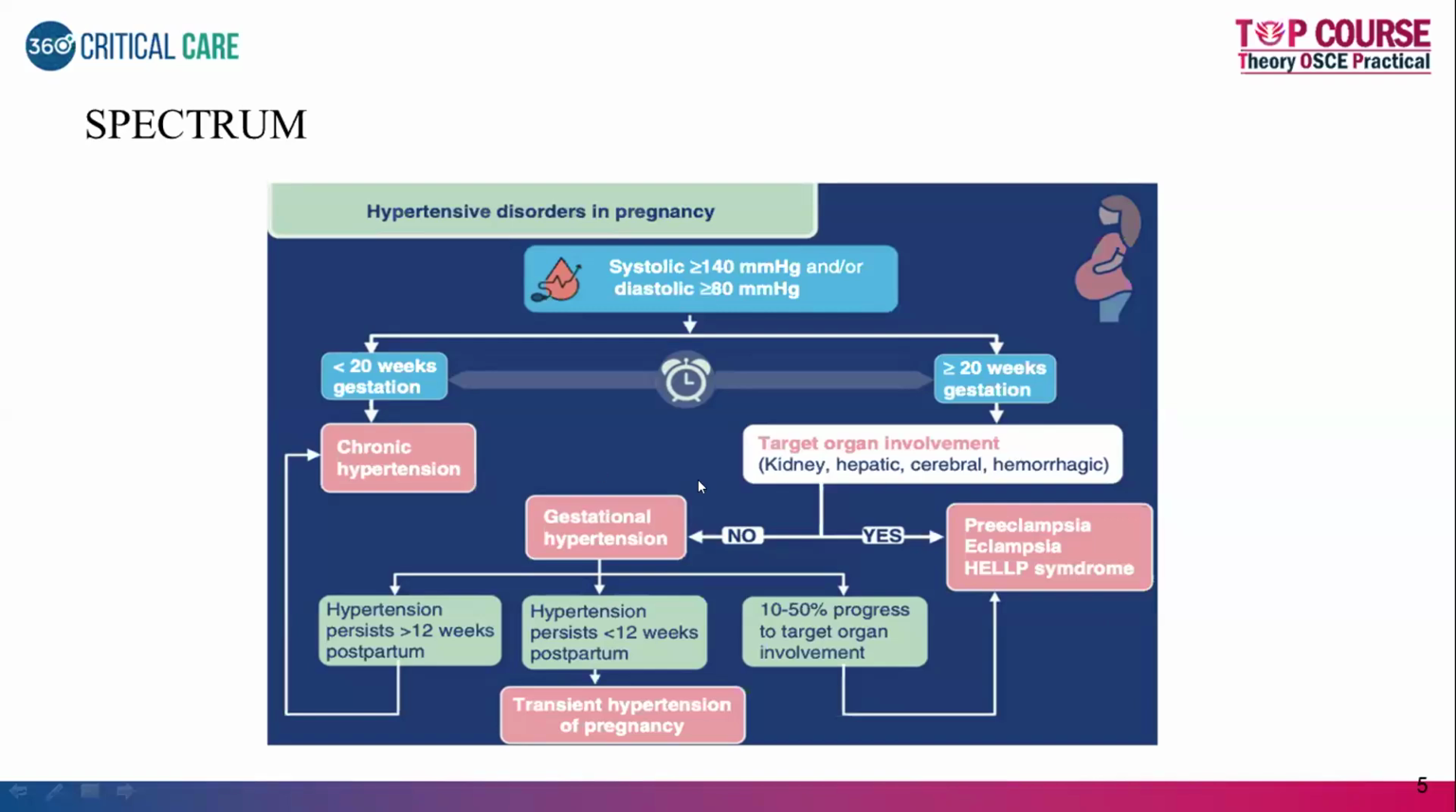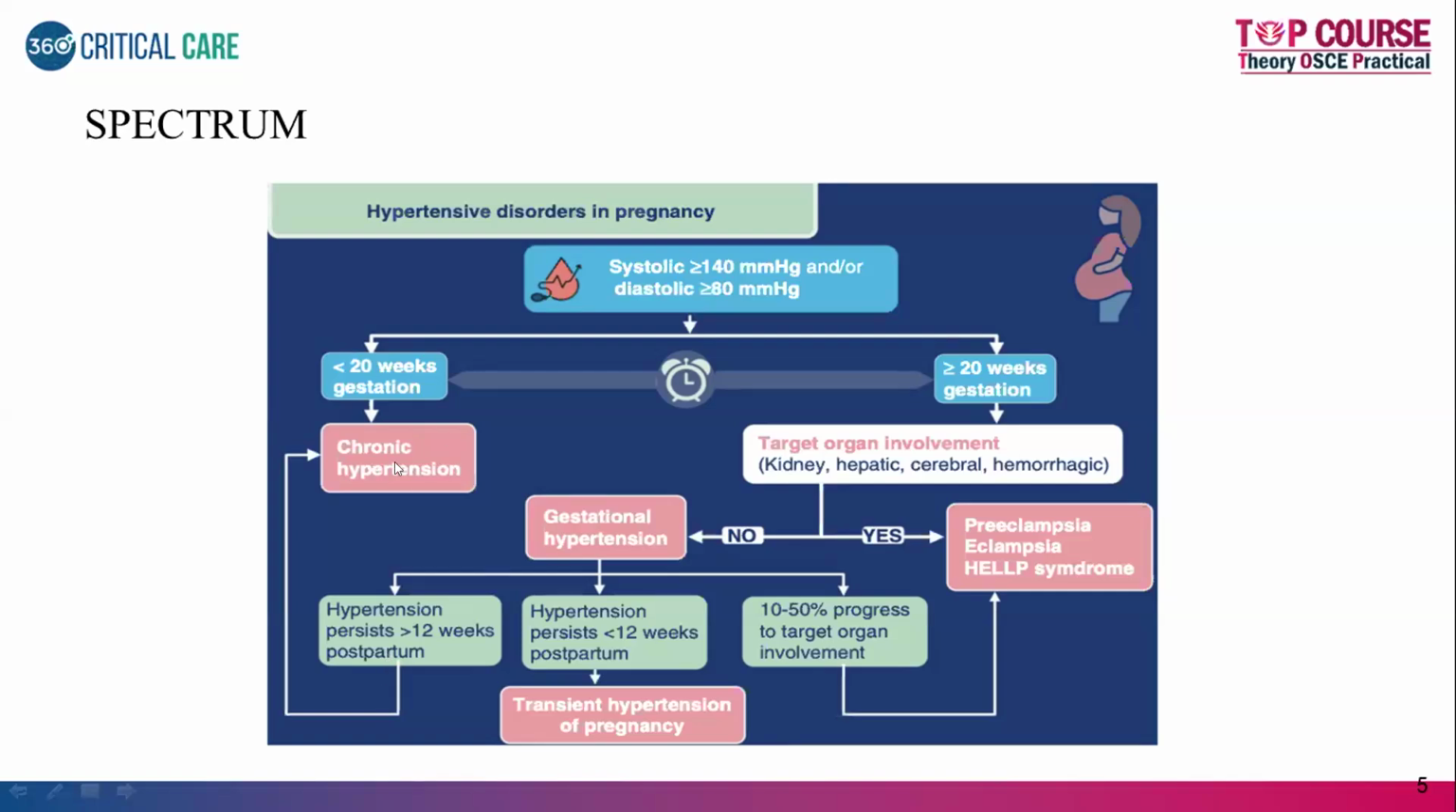Now coming to gestational hypertension. This also depends upon three important things. One is if the hypertension persists more than 12 weeks postpartum. So the patient came here at around 26 weeks. There is no target organ involvement. BP is on the higher side. You have diagnosed gestational hypertension. Post delivery, when you measured after 12 weeks, still the patient's BP is on the higher side. That is known as chronic hypertension.